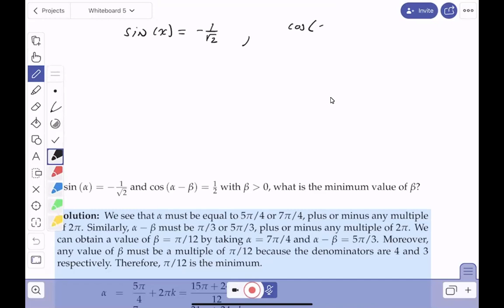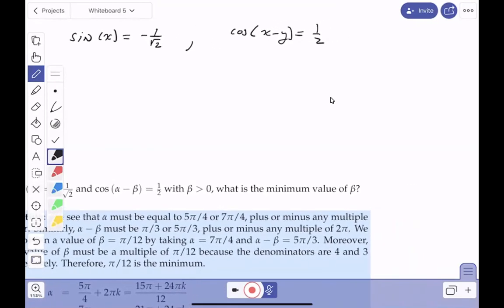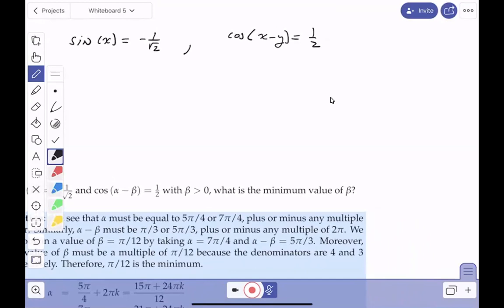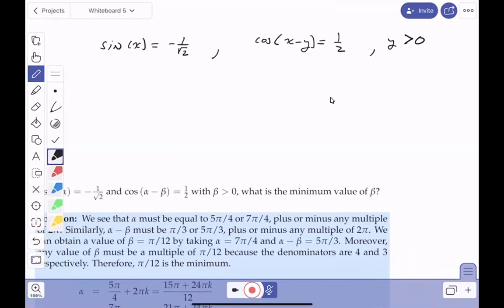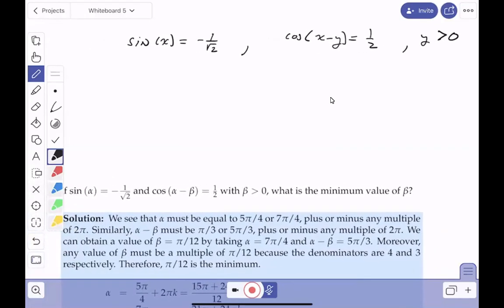The alpha is the X, right? So put down X minus Y equals 1/2. And they go on to say the beta is greater than 0. Well, my beta in this problem is the Y is greater than 0. And what they want to know is the minimum value of Y that satisfies this. Well, first of all, I got troubles immediately.